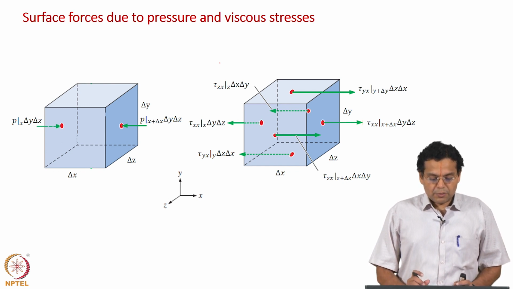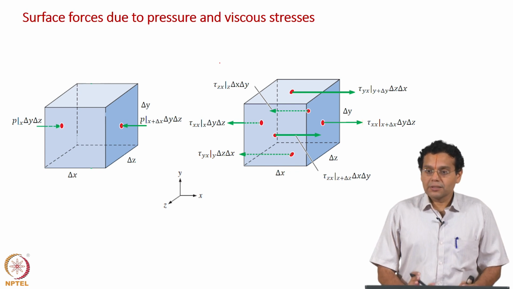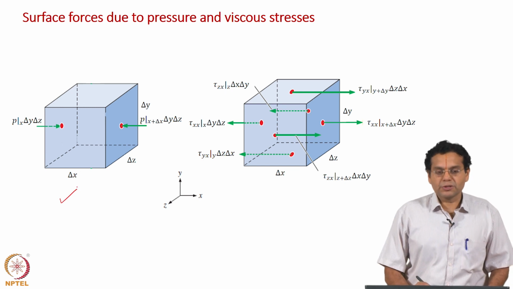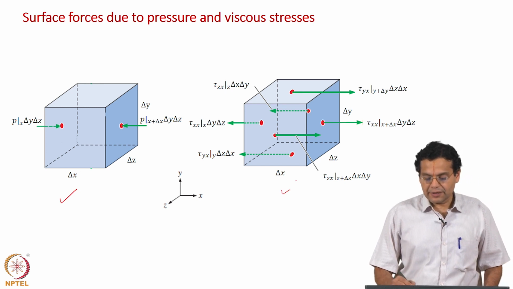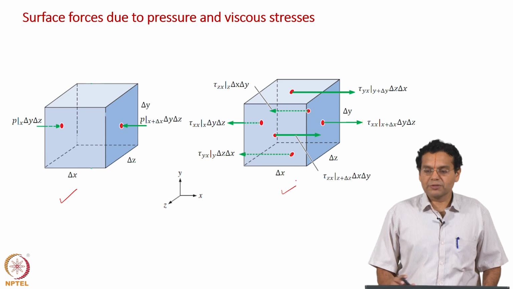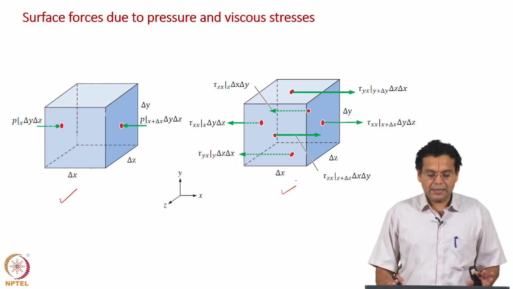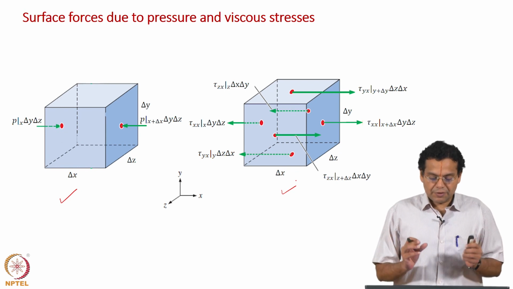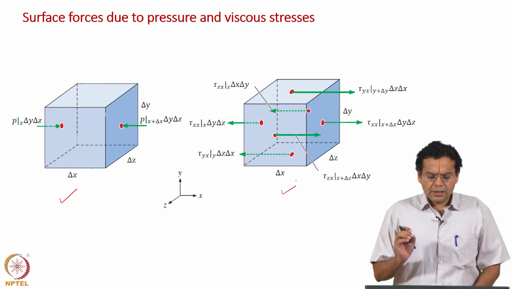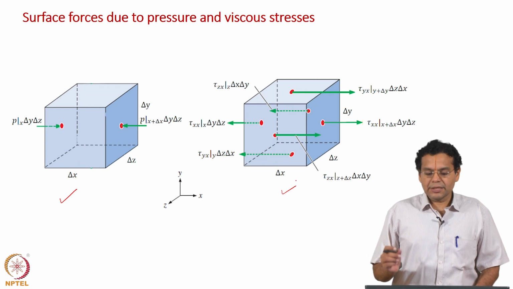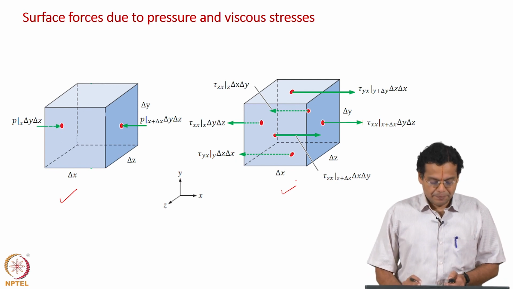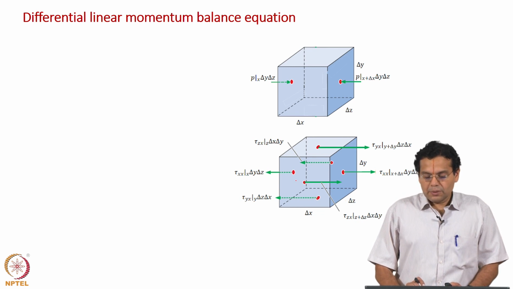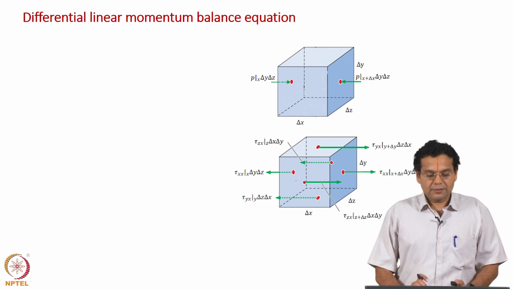Now, both are control volumes. This represents the surface forces due to pressure, and the right hand side figure represents surface forces due to viscous stresses. So, nothing new in this slide, whatever I discussed in the previous slides have been just put together, because we have to account for the surface forces on the right hand side due to pressure and viscous stresses. Okay. Now, we are ready to complete the linear momentum balance. Okay, let us do that.